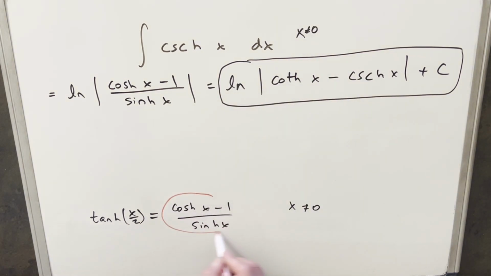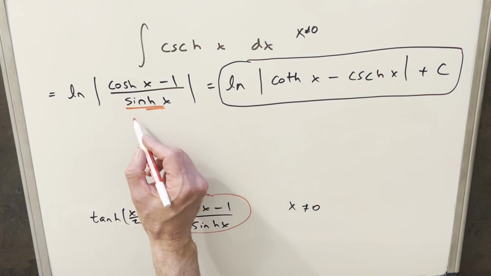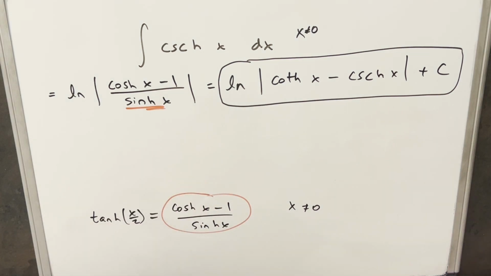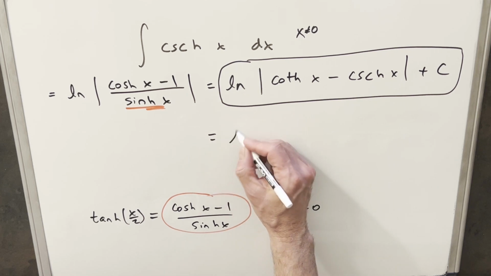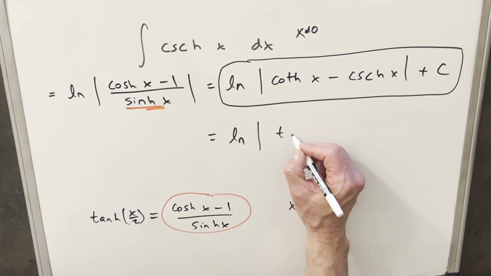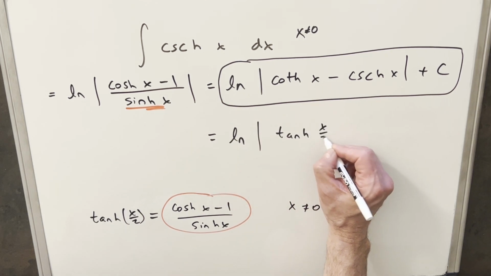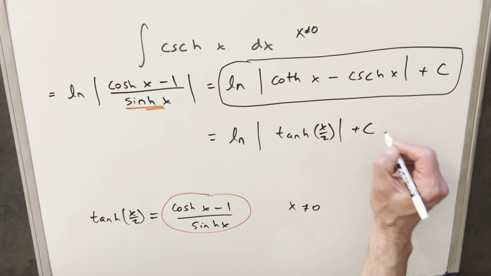So because this here is actually the same as this here, this right here is the same as tangent x over 2. I can write the solution this way as natural log absolute value tangent x over 2. Add a plus c, and that's it.